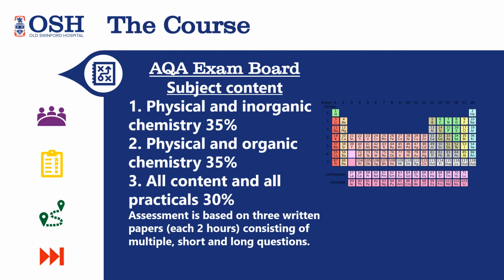There are 3 papers overall. The first 2 are worth 35% and the final one is worth 30%. But what's delivered and taught in those components are things that are taught throughout the whole 2-year process. So physical chemistry will be in all 3 papers, inorganic chemistry will be in papers 1 and 3, organic will be in 2 and 3, and practicals will be in paper 3, but they'll also encompass lots of the material in papers 1 and 2.